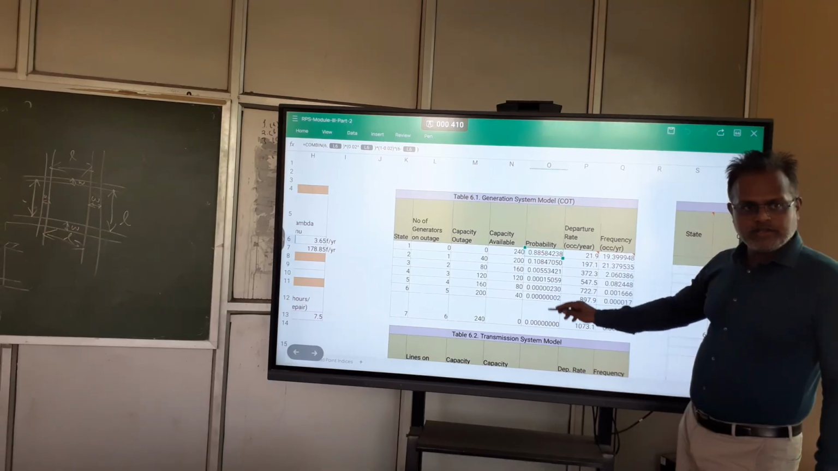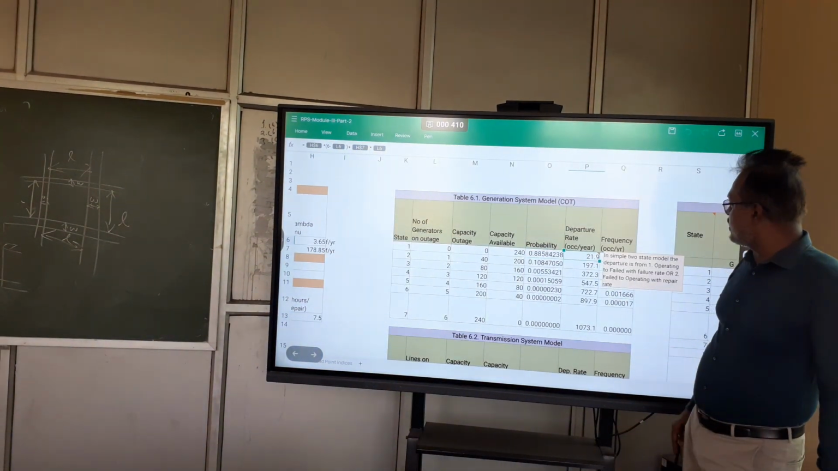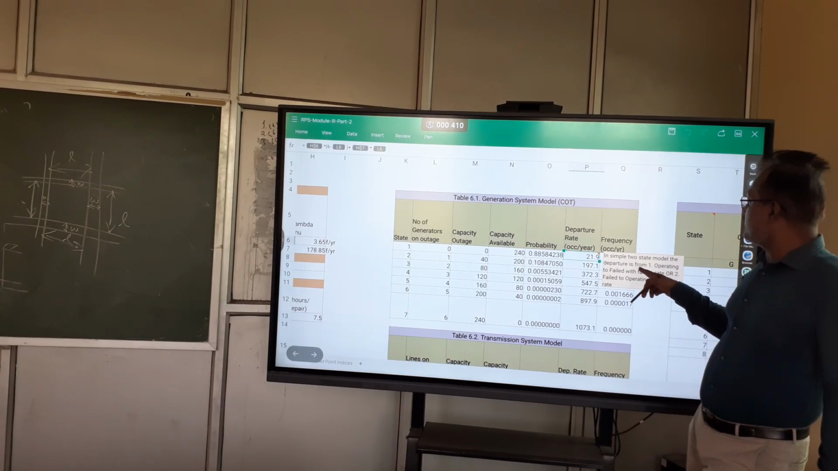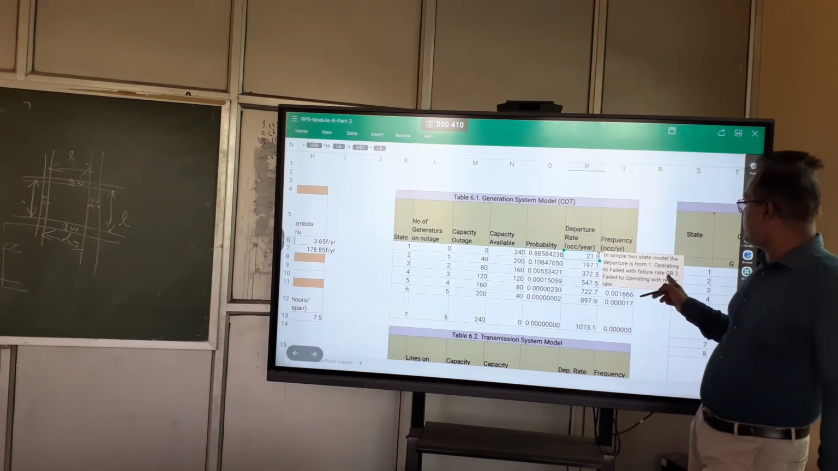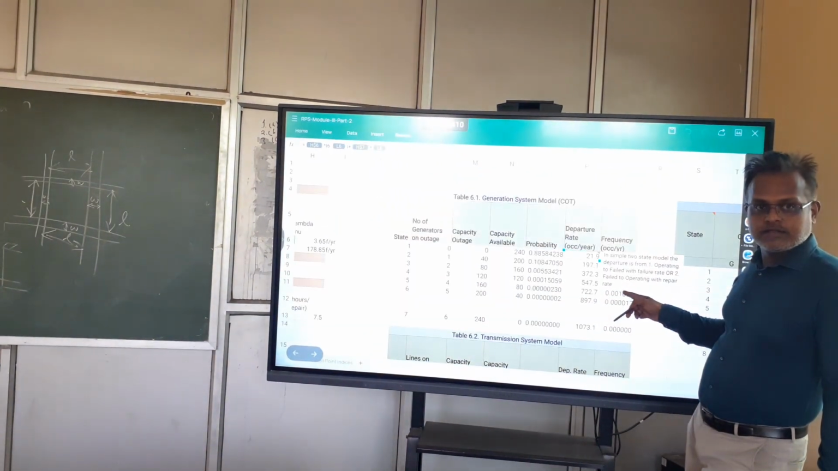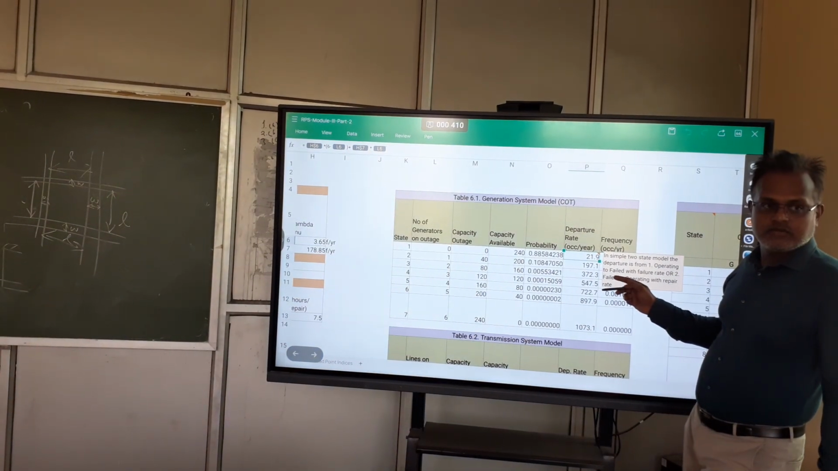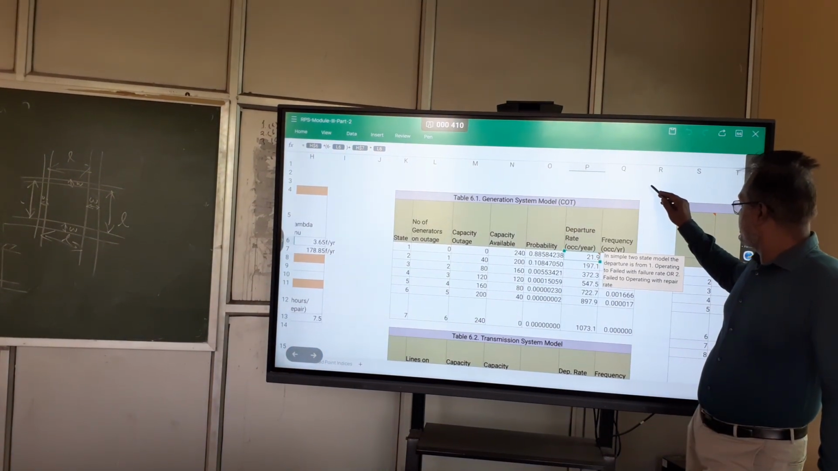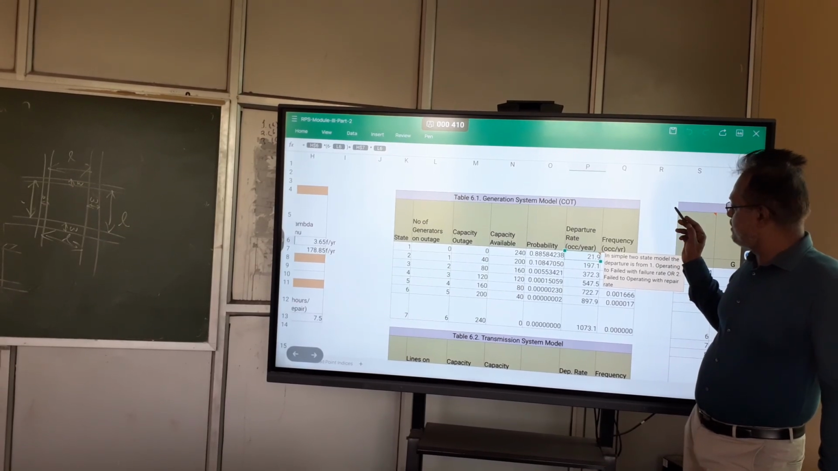Accordingly you can calculate the probability of failure. But here we need departure rate. What is departure rate? In the simple two-state model, the departure is from operating to fail with the failure rate, or from fail to operating with the repair rate. What is the failure rate? 0.01 occurrence per year, that is 3.65 per year, and repair rate is 178.85.